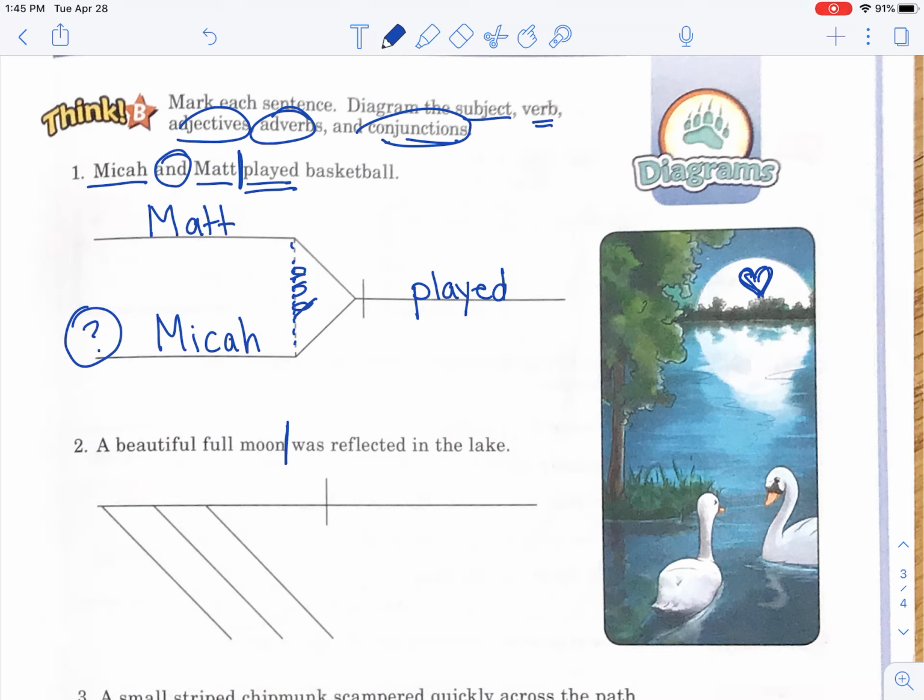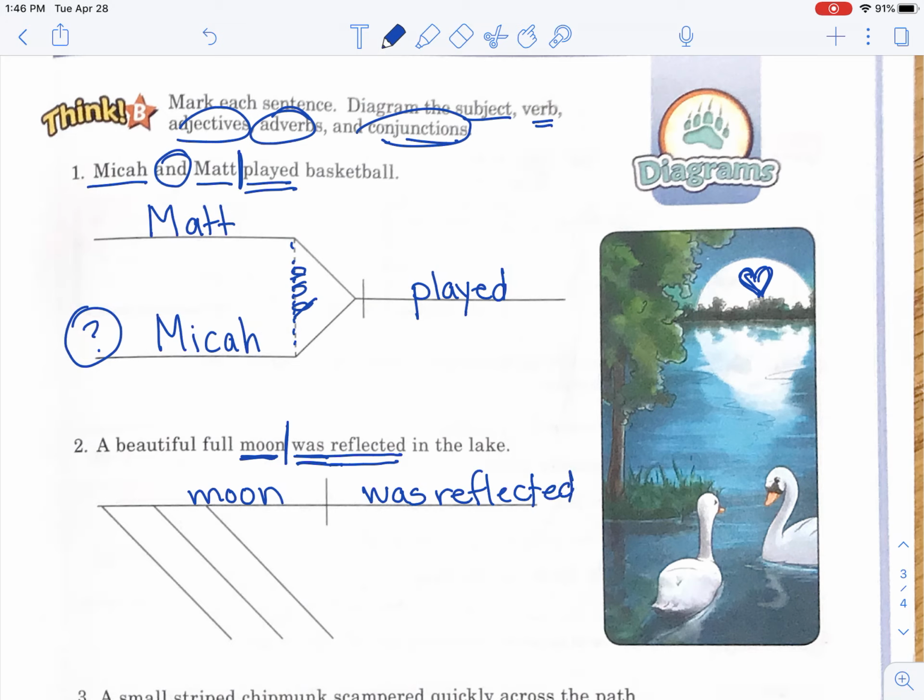So now working backwards, what did the moon do? So here's the moon. That's our subject. The moon's doing the action there. Was reflected in the lake. Was reflected. That is a verb phrase. The reflection is the action. You could say is reflecting, was reflected, has reflected. Remember, don't forget the was part because that's the helping verb. So was reflected. And then I'm going to actually fill this in first. Was reflected.